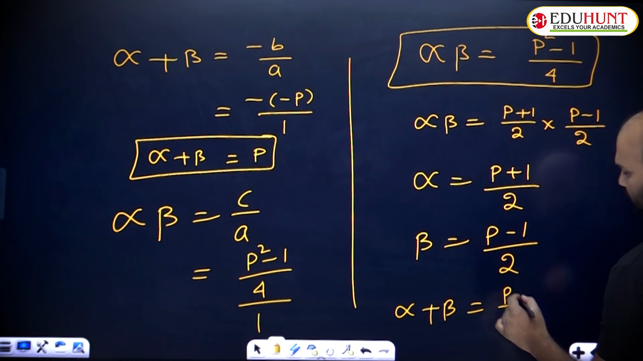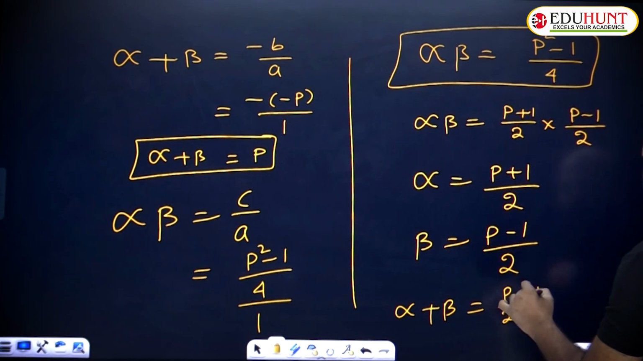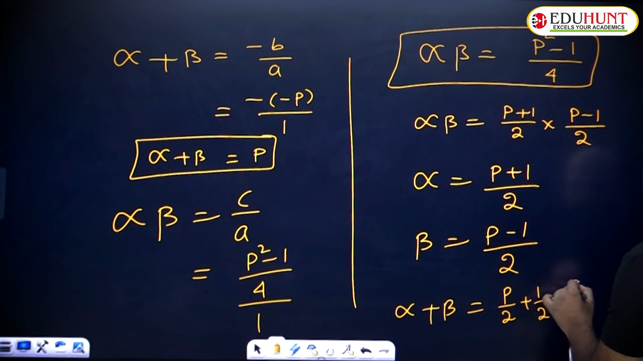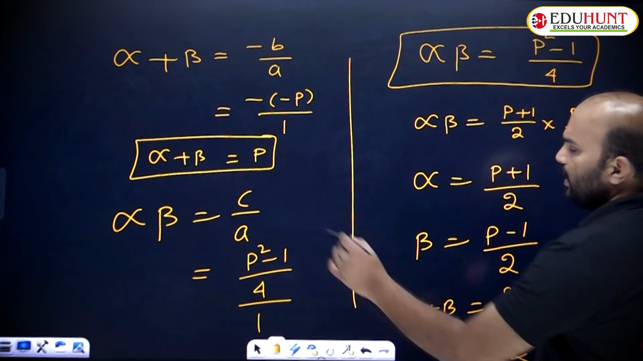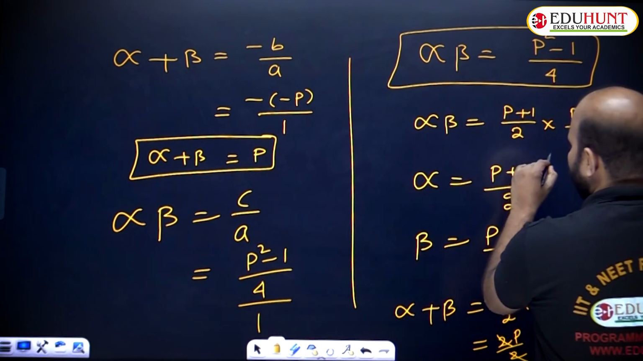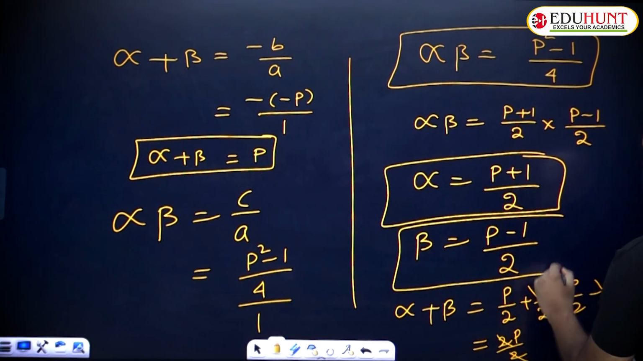So p + 1/2 can be written as p + 1/2, and the second one is p − 1/2. The +1/2 and −1/2 cancel, leaving 2p, which is p. Already we obtained that alpha plus beta is p, so these are confirmed: the alpha value is p + 1/2 and the beta value is p − 1/2.